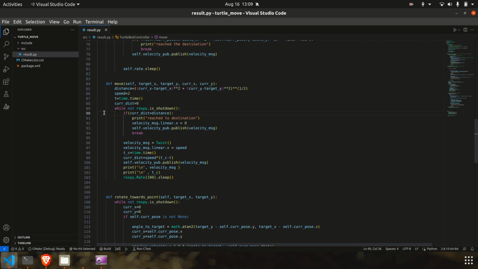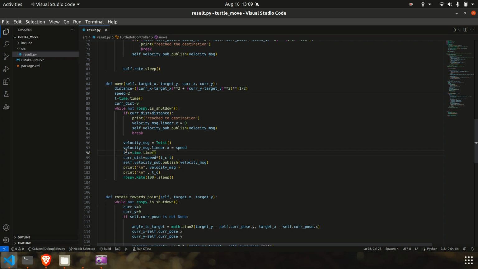So the loop will run with the if condition. Whenever the current distance traveled is greater than the required distance, this loop will break. But before breaking, it will publish a final velocity message of velocity 0, so that it immediately stops at that point. So here what is happening is we are publishing velocity, that is speed in the x direction only, because we have already rotated the turtle to the desired angle, so that the face of the turtle points towards our destination point.